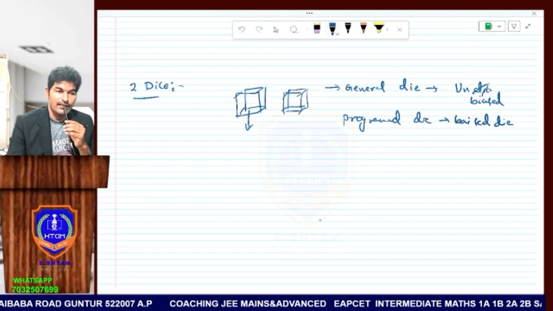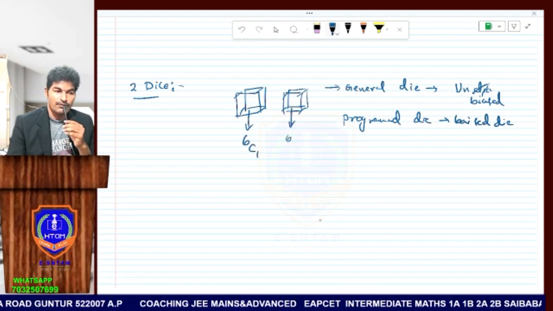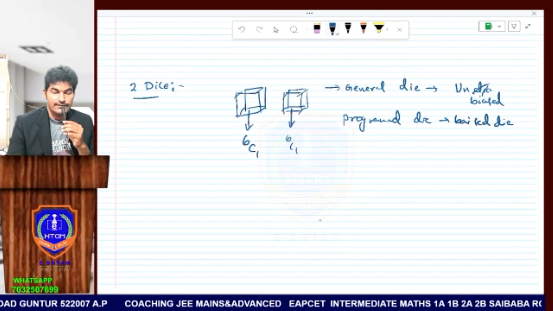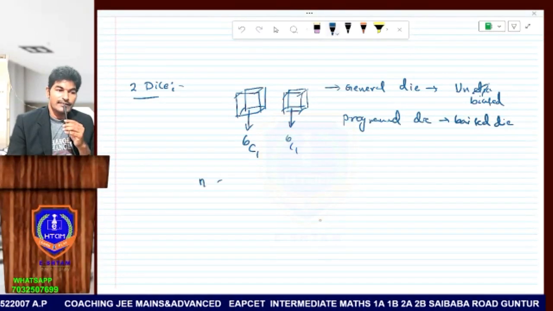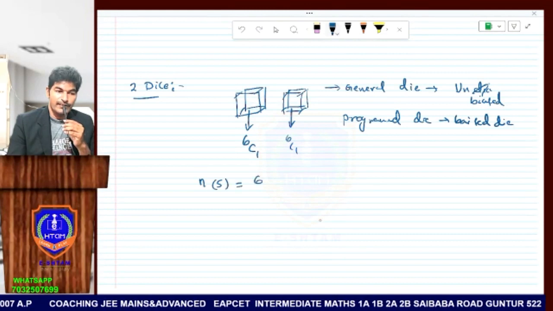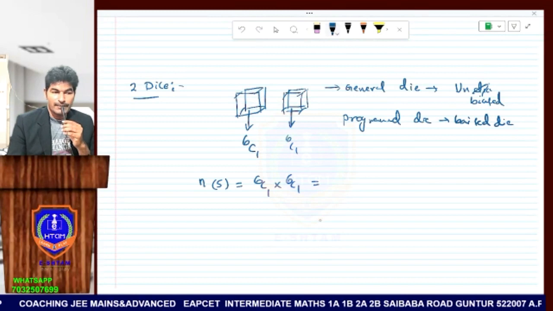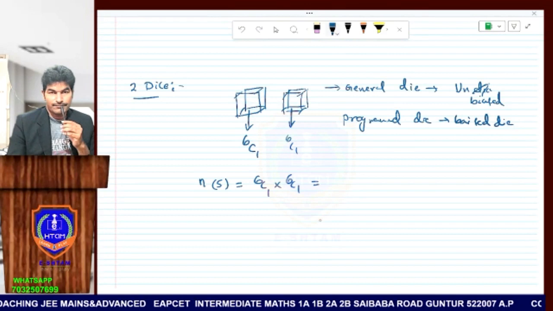So from this die, how many outcomes can you have? 6. Out of 6, 1 event happens, right? 1 number will appear on the top face. And on this other die also, 1 number will appear on the top face. So what is the sample space? N of S will be 6C1 into 6C1, because we multiply the values together. Why? Because they are independent, right? One will not affect the other.